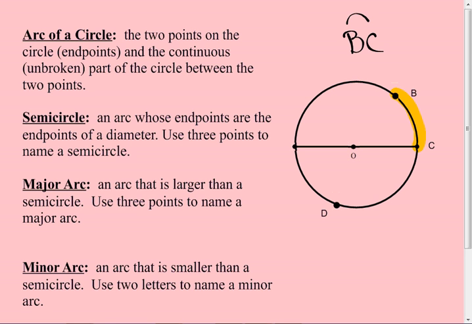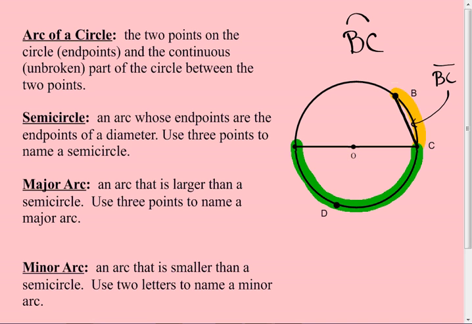Okay, so the symbols are going to be important. I know a lot of you in the first chapter didn't realize that that was so important, but it is. Because this tells me I'm not talking about segment BC. That would be segment BC. I can tell what we're talking about. Okay, we're talking about an arc. A semicircle is an arc whose endpoints are the endpoints of the diameter. So here is a semicircle.